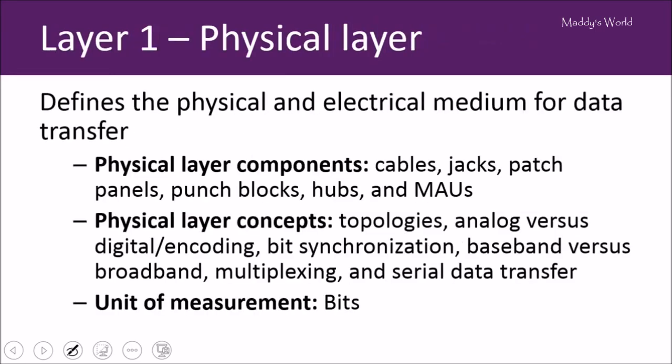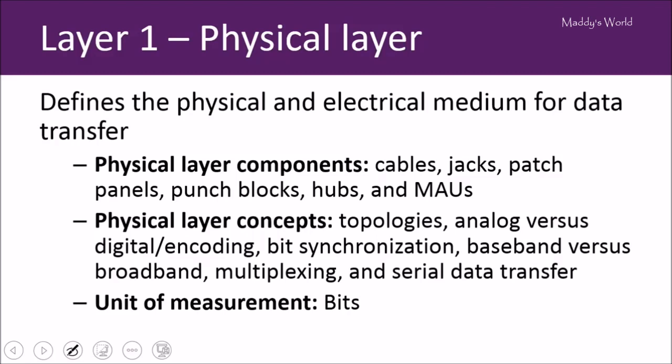Layer one, the physical layer, defines the electrical medium for data transfer, right? So not necessarily an electrical medium, but a physical medium. Physical layer components: you've got cables, jacks, patch panels, punch blocks, hubs, MAUs. Some of these things you might be like, I have no idea what this guy's talking about, and that's okay. Go ahead and take a quick second to Bing them. Just for the sake of time, we don't have enough to cover every little tiny detail. So keep that in mind if you hear me say something that doesn't make a lot of sense. Just take some initiative and Bing it. You'll be happier for it, okay?